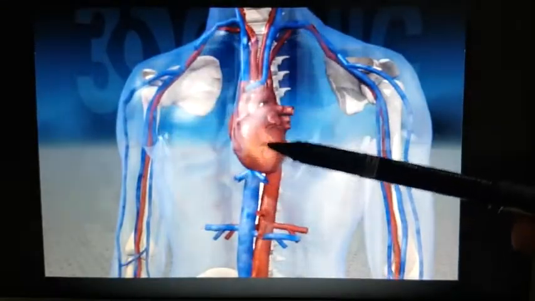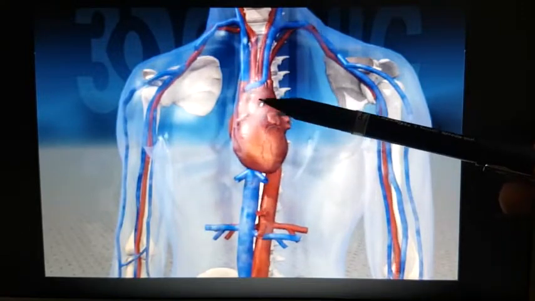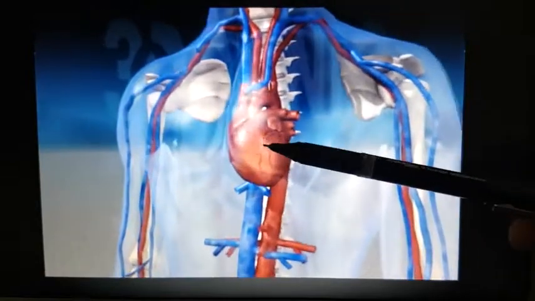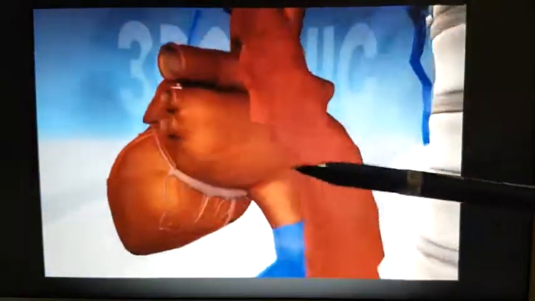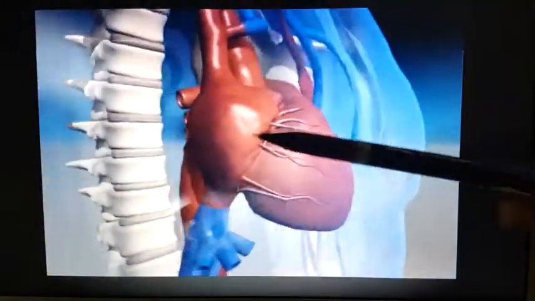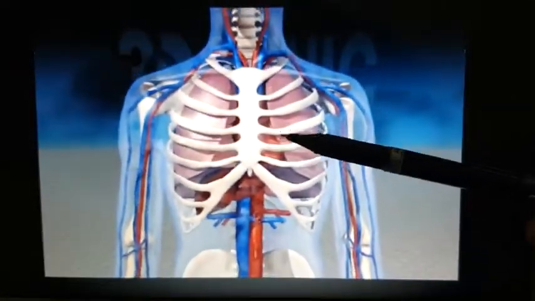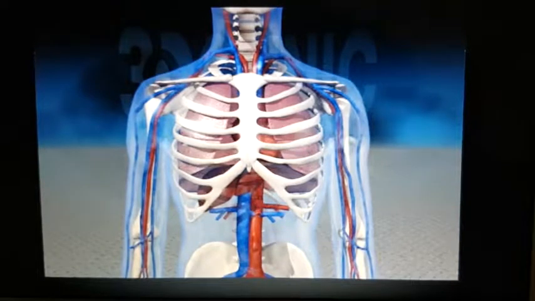Now, this is actually the heart, the superior vena cava, inferior vena cava. This is what we call the arch of aorta, the descending aorta. Can you see the blood vessels there? These are what we call coronary blood vessels, or the coronary arteries. This is the posterior part. This is the right atrium, the coronary blood vessels. Now, just a reminder that the coronary arteries are situated outside the heart. It's just like it envelops the heart.